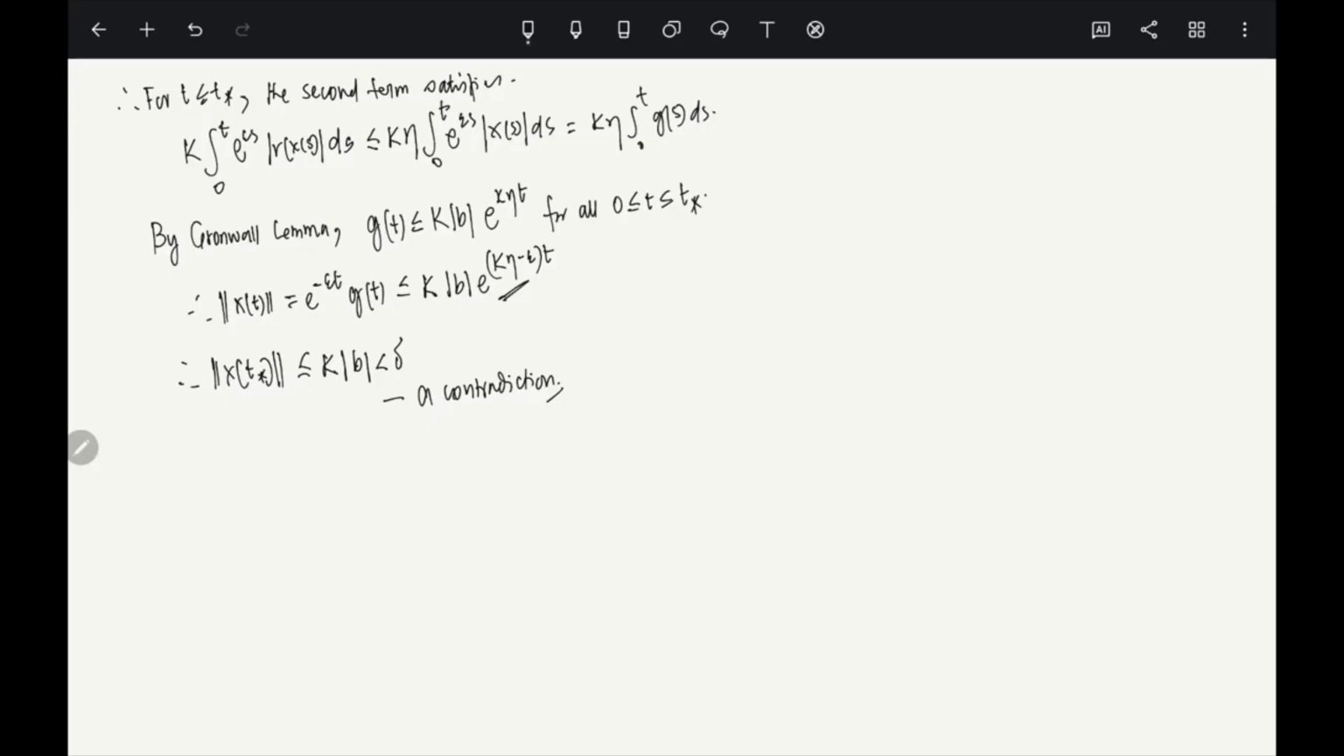And since this is true, the norm of x of t is less than k times mod b e power (k eta minus epsilon) times t, and k eta minus epsilon is negative, right? So as t tends to infinity, the norm of x of t must go to 0, and 0 is the equilibrium point. So basically it says that it is asymptotically stable. Is it okay? So that's how you prove this theorem.